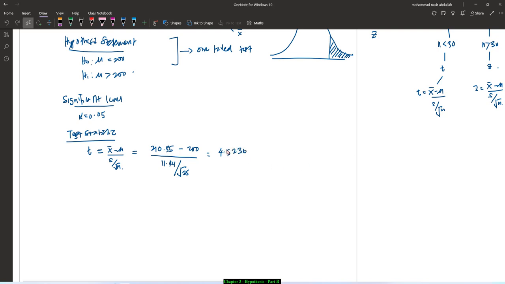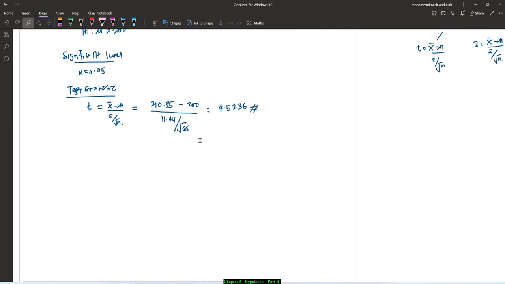5236. Right. So be careful. Again, I say it many times, be careful when pressing the calculator. If you make a mistake on the calculator or calculation, then you will get many answers below wrong, all the answers will be wrong. So be careful. Critical region.